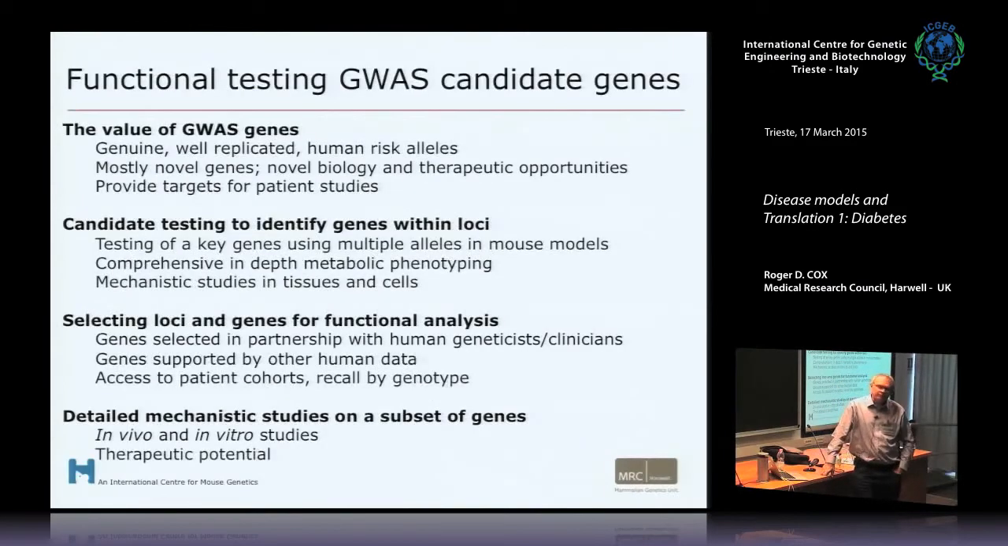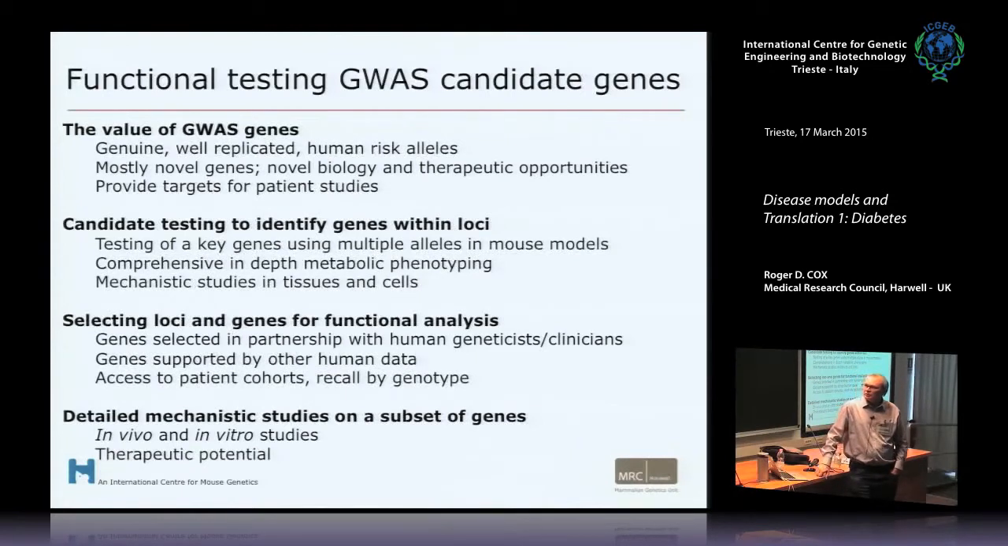So the particular focus of my group is on genome-wide association study candidate genes. The value, as I've alluded to, for GWAS genes is that they're real, well-replicated human risk alleles. They may be small effect, but they're real. They're mostly novel genes, novel biology, and therefore novel therapeutic opportunities. And in investigating the biology underlying these genes, they provide targets for patient studies. So you could recruit patients on the basis of their genotype to follow mechanism in patients.